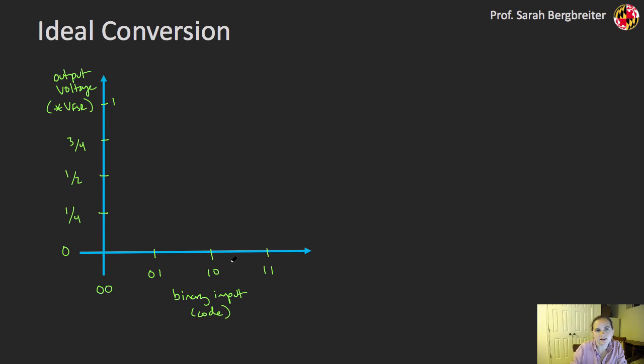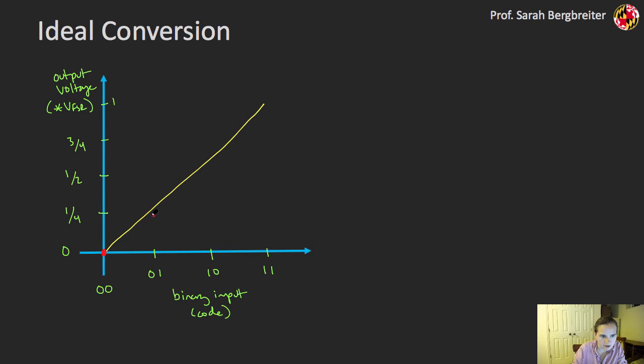Similar to the ADC case, we can think of this in terms of an ideal conversion. But in the case of a DAC, on our x-axis, we're going to have the binary input. Remember, there's a digital input to the DAC. And on the y-axis, we're going to have our output voltage from the DAC. This will be multiplied by VFSR, so I've provided a fraction of that full-scale voltage range on the y-axis. In an ideal world, we'd have an infinite number of codes coming in, and a perfect mapping between the highest code and the full-scale range of our output voltage.